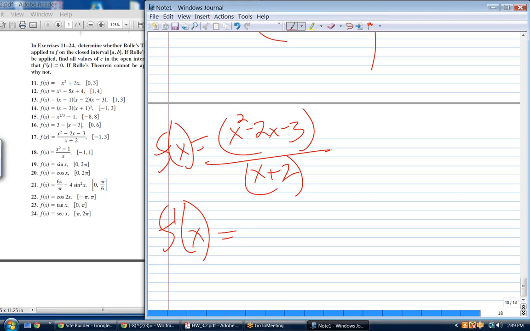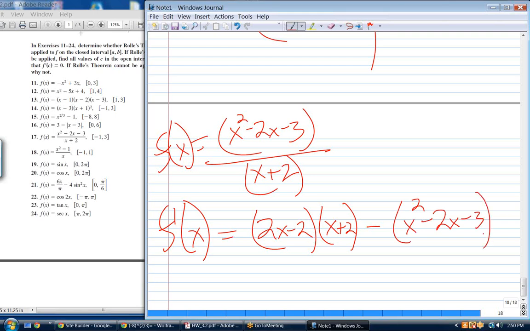Okay. So what's the first term I'm going to write? G prime of x, which would be 2x minus 2, and then h of x, so x plus 2. And then minus g of x, so x squared minus 2x minus 3. Make sure you use these parentheses. Notice that if I omit them, I'm going to have a problem.